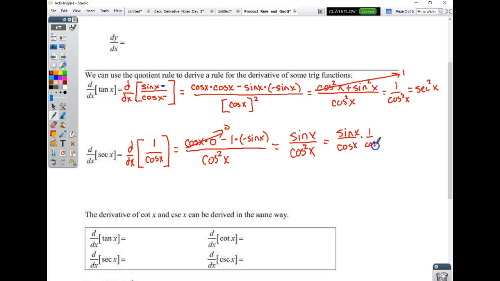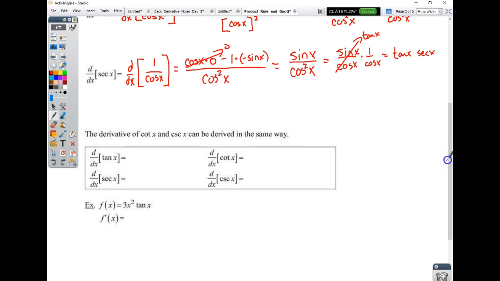Beautiful. Kevon, were you particularly good at these identities? Yeah, this is your game. Bam. So this becomes tangent x, secant x. Yay! Could I do the same thing for cotangent and cosecant? Sure. That's about as far as I'm going to take it for those two.